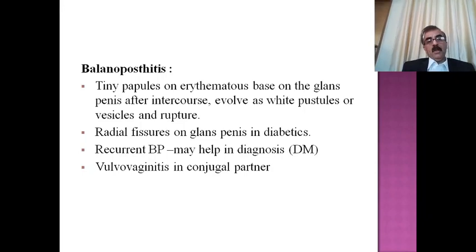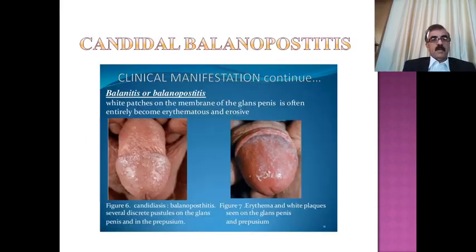And sometimes the patients come to our OPD for these lesions, and when we do fasting blood sugar in these individuals, it is very high. It may be up to 200 milligram. So the diagnosis of diabetes can be made by balanoposthitis itself. And in these patients, their partners have vulvovaginitis.